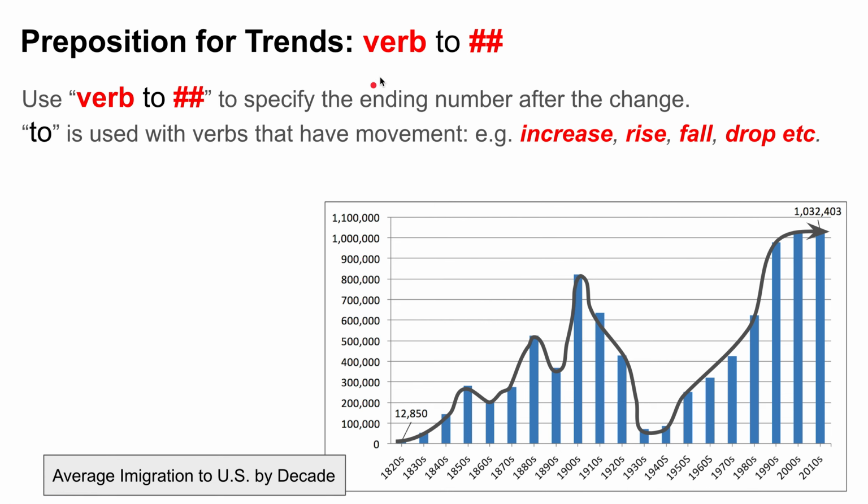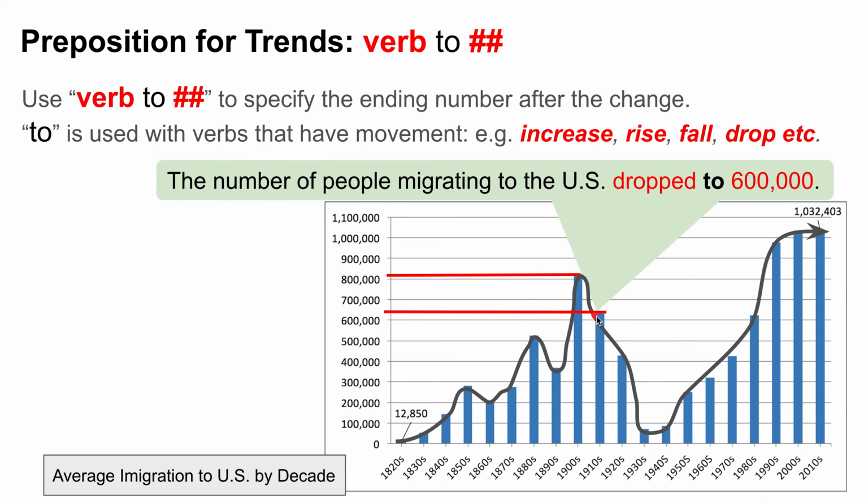So, to get started, verb plus to plus number. We use verb plus to plus number to specify the ending number after the change. For example, to is used with verbs that have a movement, such as increase, rise, fall, and drop. Let's look at an example. Today we'll be looking at the change from the 1900s to the 1910s. So in the 1910s, the number of people migrating to the US dropped to 600,000.